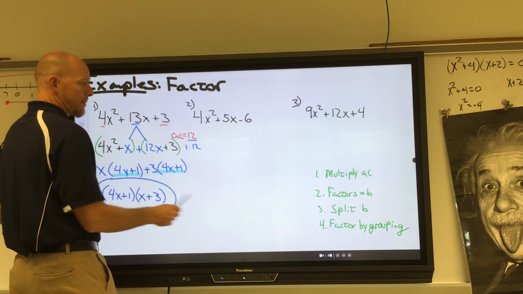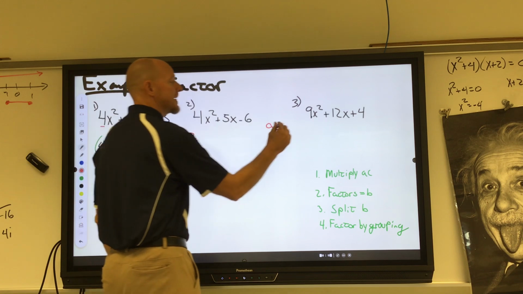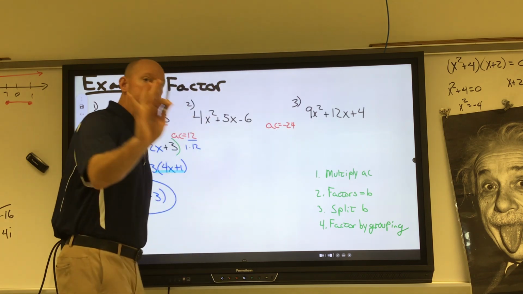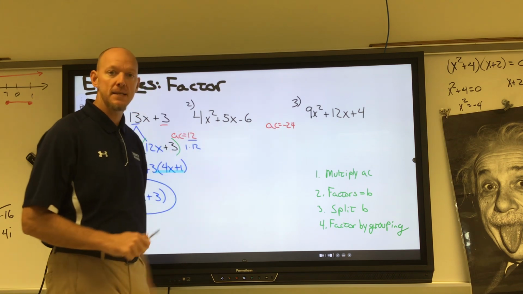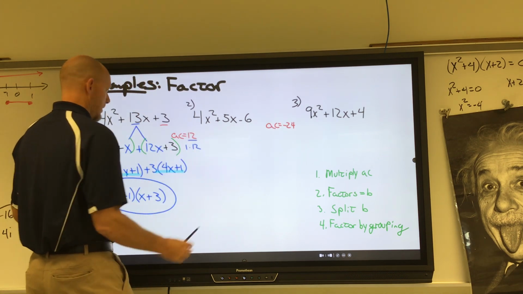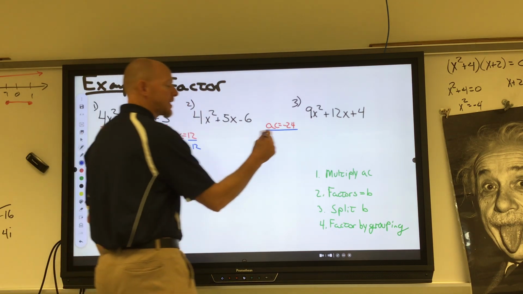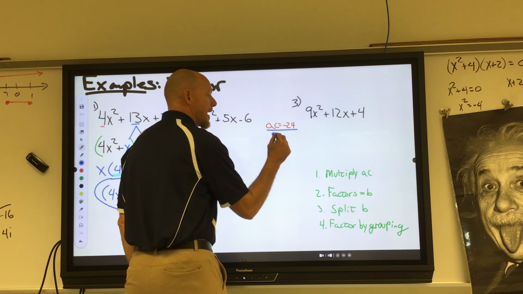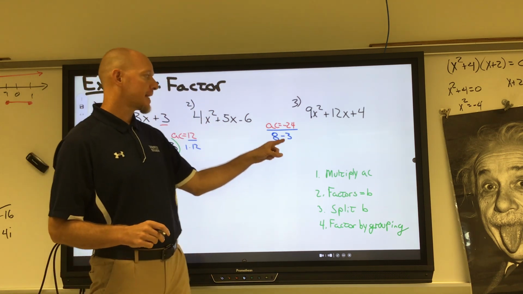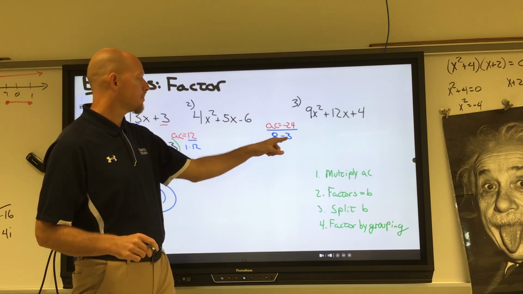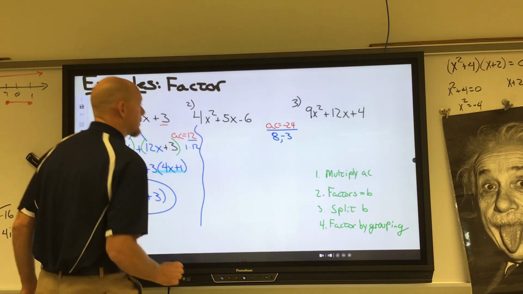Step number 1, AC. AC in this case ends up giving me a negative 24. That's important because remember the sign is going to be important. 4 and negative 6 give me negative 24. So then factors that equal 5. That's going to be unique because remember this is going to be 8 and negative 3. 8 times negative 3 is negative 24. 8 combined with negative 3 gives me a positive 5x. So the sign's very important in this case.